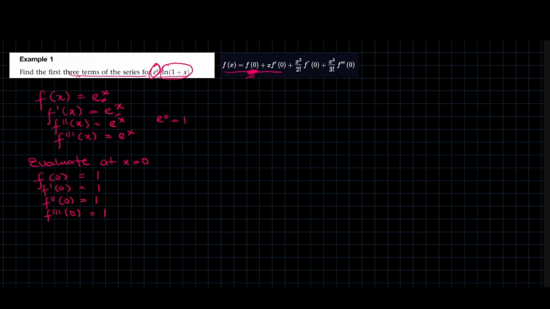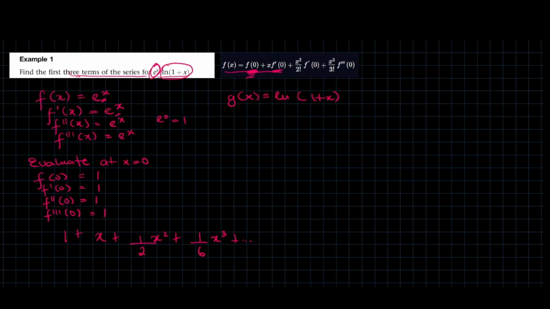Now f of x is going to be 1 plus x times 1 again plus 1 over 2 factorial, which is still 2, x squared plus 3 factorial, which is equal to 3 times 2 times 1, which is equal to 6. Plugging into the formula it will simply be 1 over 6 x cubed plus whatever comes after.